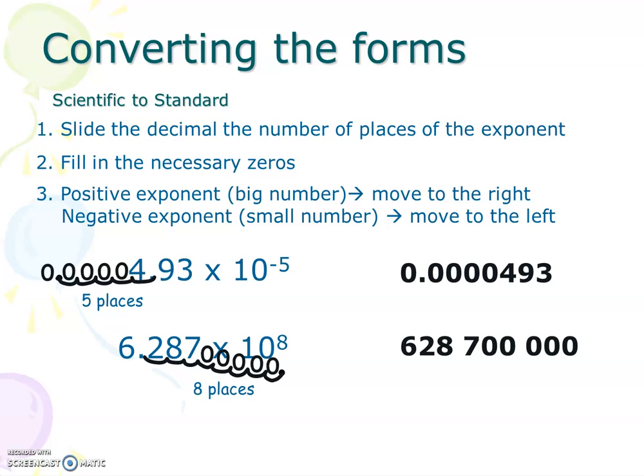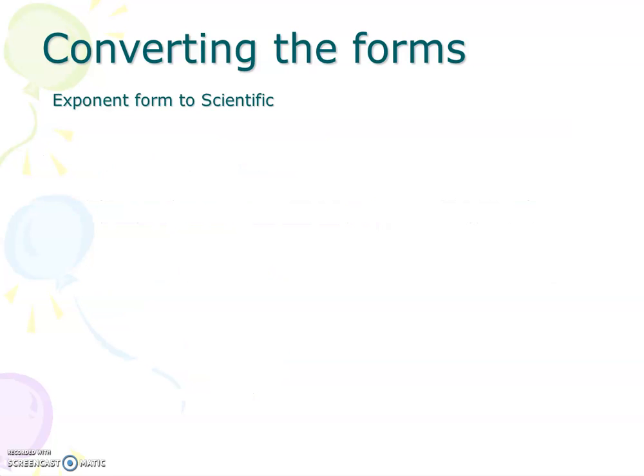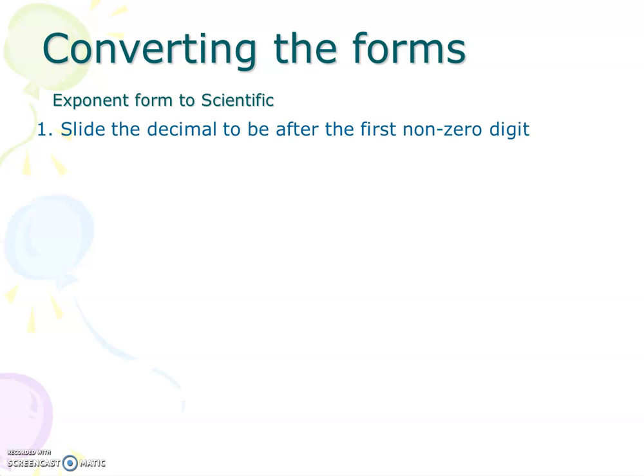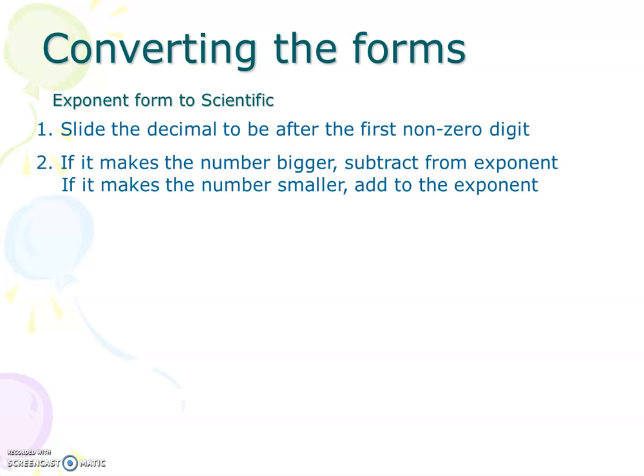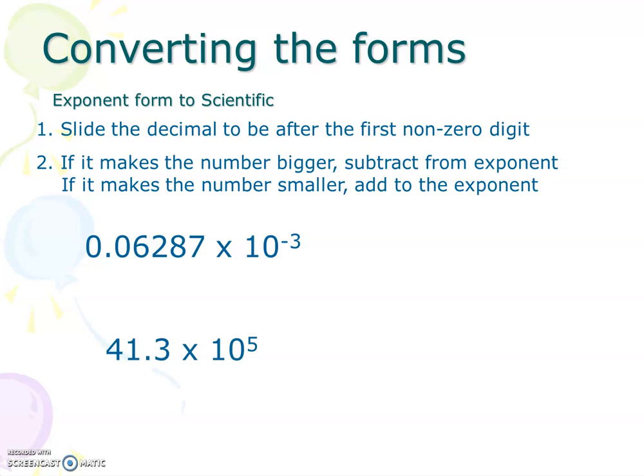Hopefully not too bad. Just remember big and small. Now, sometimes we have to convert an exponent form that looks kind of like a scientific into scientific. And the deal here is that sometimes we're going to make the number bigger or smaller depending on where the decimal is. So, okay, 0.06287 is a small number. It's got a negative exponent also. But the main thing I need you to recognize is to be scientific, it's going to have the decimal in between the 6 and the 2.